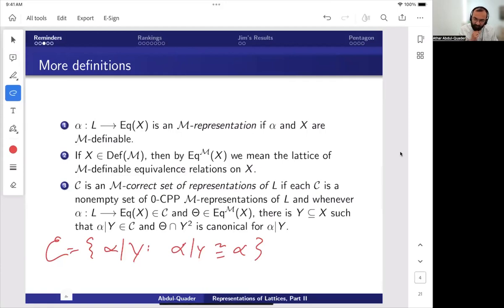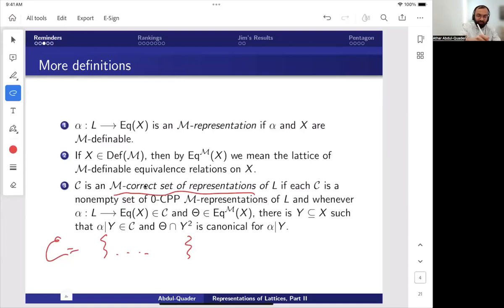Okay. So anyway, this is what Jim's saying, that this is a very particular example which generates an end extension, and I'll say a little bit about why. But this M-correct set of representations is a very general notion. It's just saying you have any set which has lots of representations in it, and each one you can refine for any theta, right?